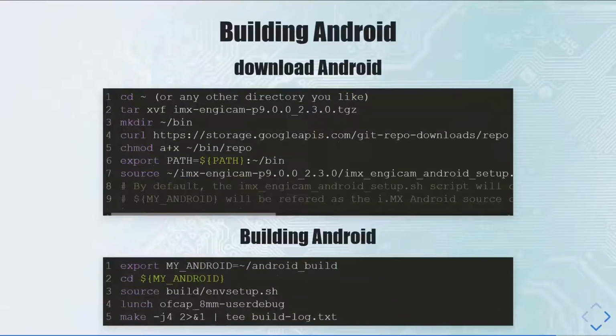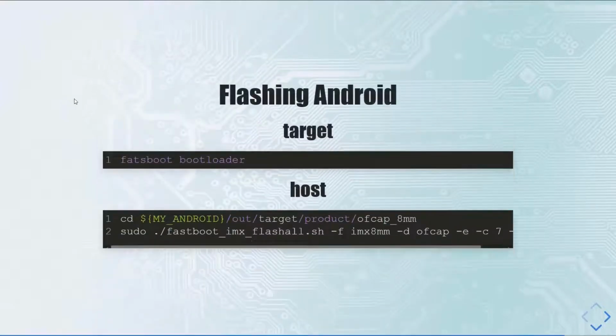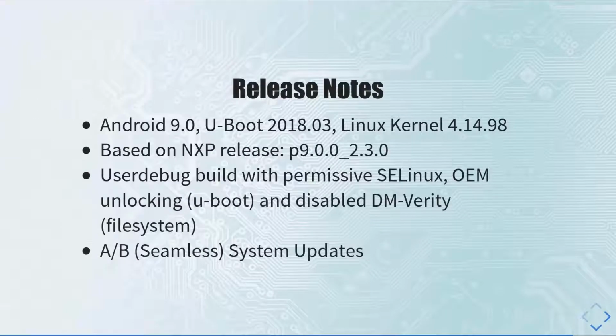Here you can see the very few commands needed for downloading and building Android with our BSP. Once Android is compiled, the entire operating system can be flashed on the target using the fastboot command. These are some release notes of the Android BSP package.